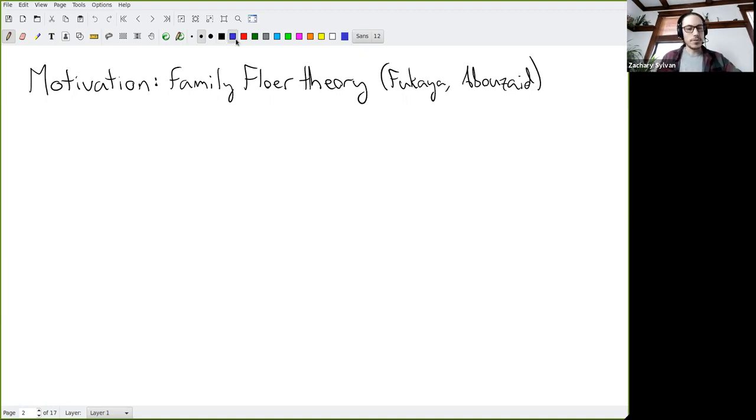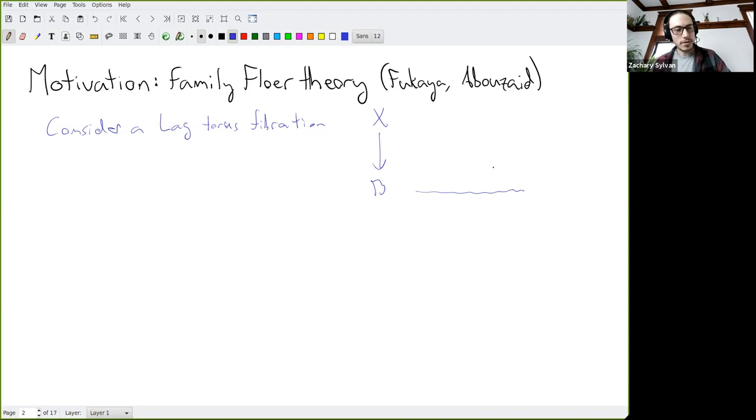So the starting point is we're going to consider a Lagrangian torus fibration. So it's going to be X over R, base B. And I'm just going to draw this space, which was supposed to be a straight line. There's my base. And here are a couple of fibers. So I have one over, say, q, and one over q prime.